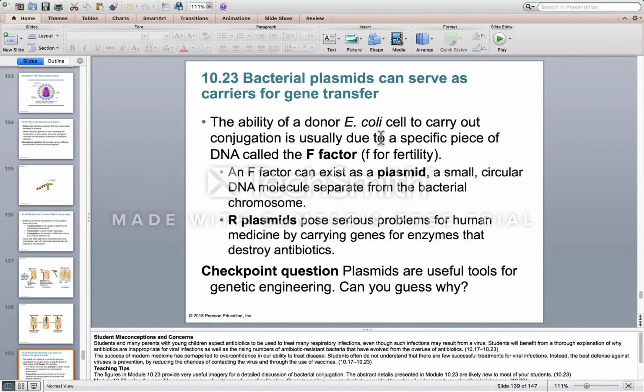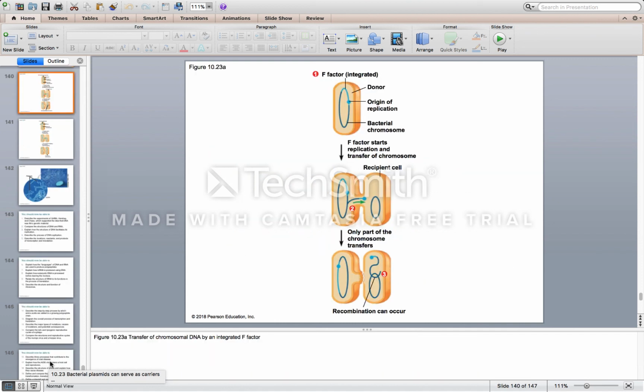Why? Because plasmids can essentially take viral infections, and the best defense against them would be changing the virus through the use of vaccines, right? So that's why they're very useful tools for genetic engineering. And we'll talk about antibiotic resistant bacteria as well.